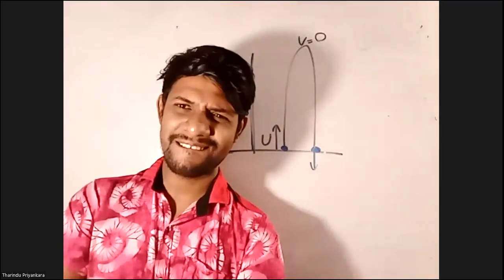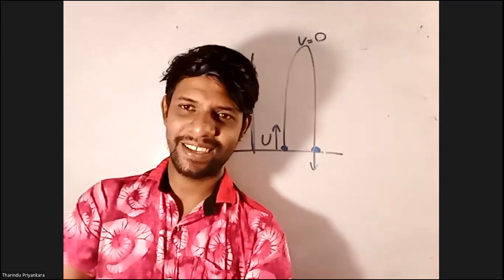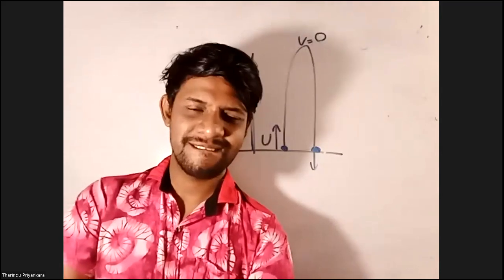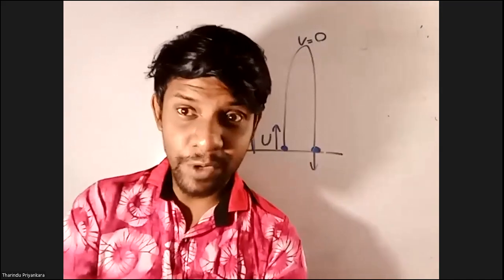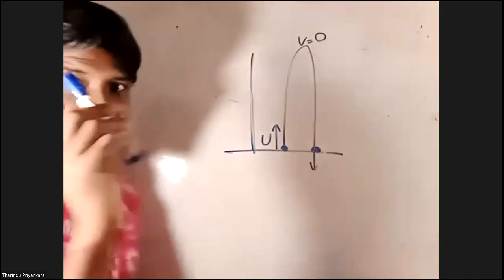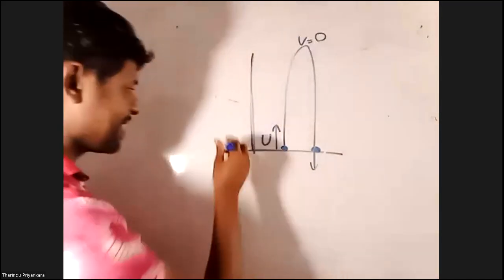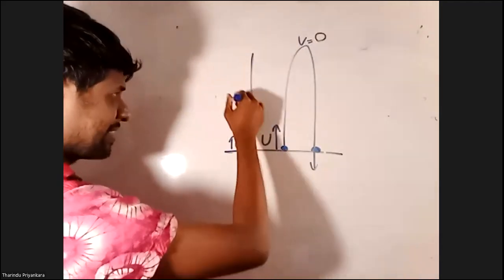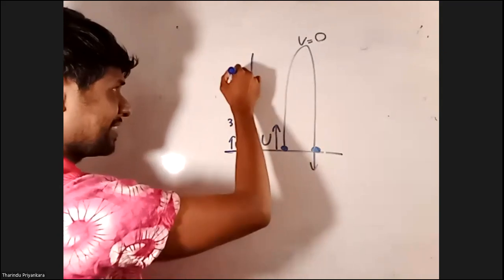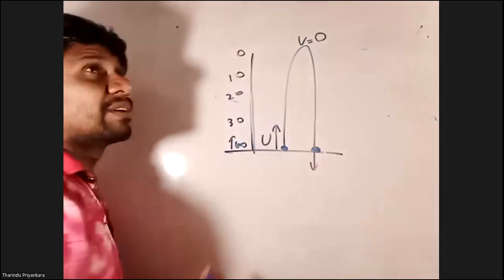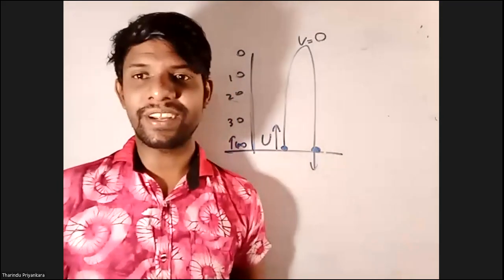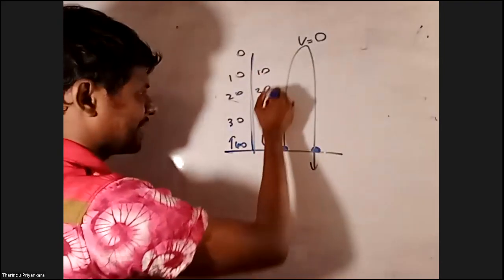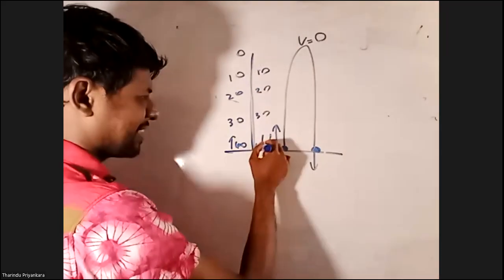It is the same. Imagine you send this up at 40. Then the velocity decreases: 30, 20, 10, finally 0. What about returning? When it returns, it increases again: 10, 20, 30, 40. Right?